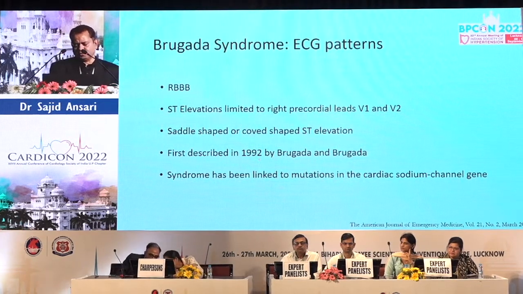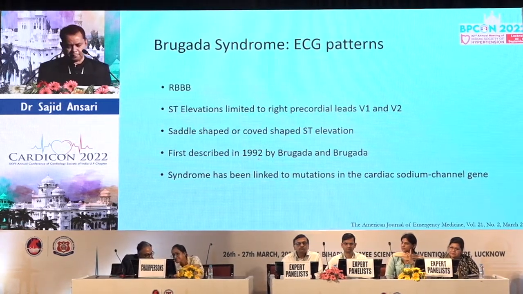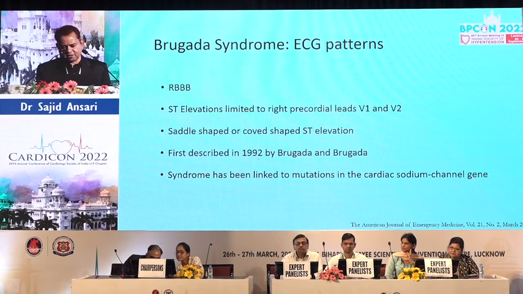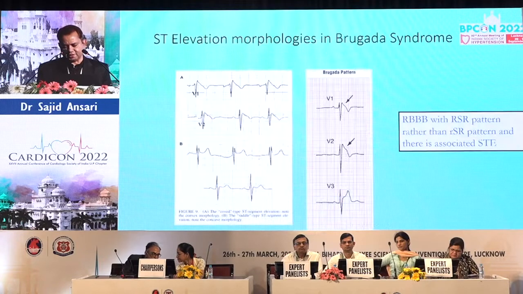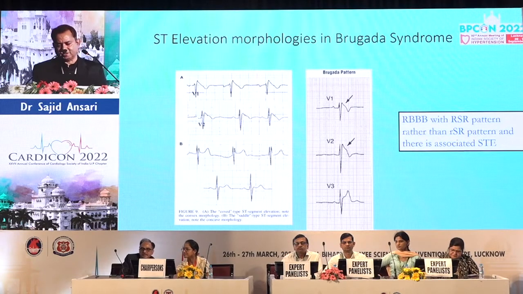Brugada syndrome, I think this is a congenital anomaly presenting with right bundle branch block and ST elevation limited to right precordial leads V1 and V2, with saddle-shaped or coved-shaped ST elevation. This was first described by Brugada. The syndrome has been linked with a mutation in the sodium channel, a channelopathy. This is the characteristic pattern of Brugada syndrome.